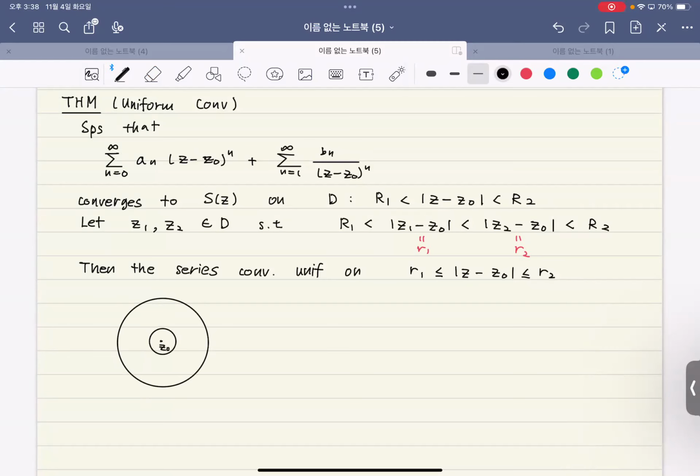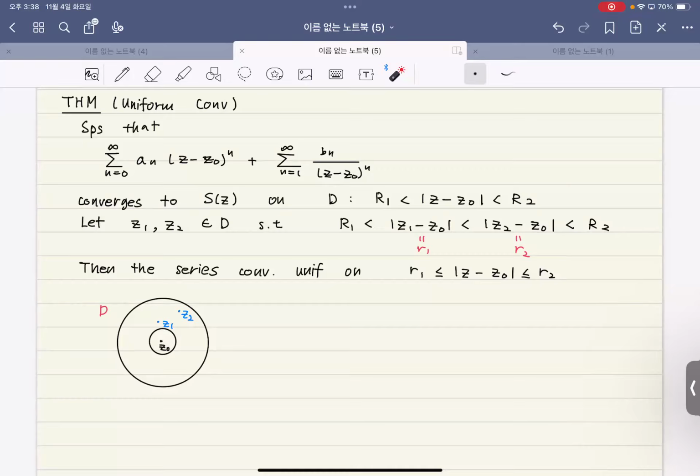This is the center of the series, namely Z0. And this is the analysis domain D. So this inner radius is R1, and this outer radius is R2. And I was able to choose two random points on this analysis domain. So this is Z2, and this is, say, Z1. Because of our assumption here, the distance from the center Z0 to Z1 is less than the distance from Z0 to Z2.